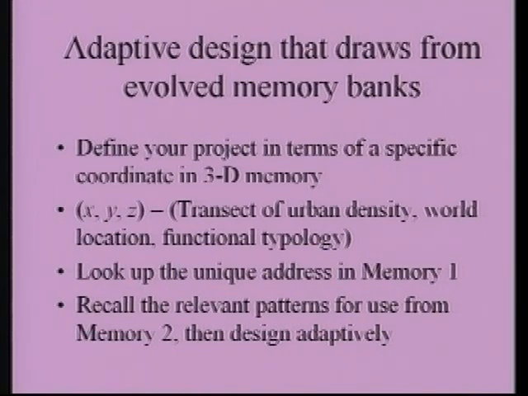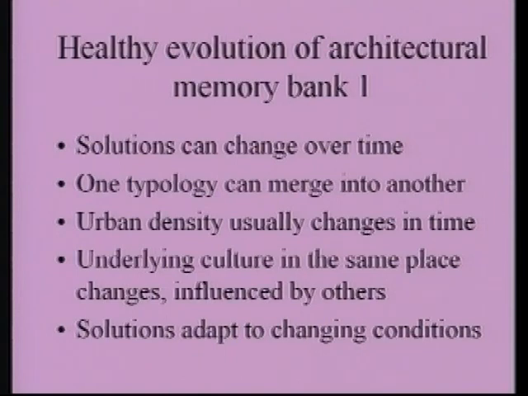How do I use these two memory banks to define adaptive design, to actually perform adaptive design? Well, I define my project in terms of a specific coordinate in the three-dimensional memory, which is Memory Bank 1. And the three coordinates are going to be transect of urban density, world location, and functional typology. I look up the unique address in Memory 1, and it gives me a building that I can use to modify for my project. And then I look up the relevant patterns for use from Memory 2, combine them with the building that I got from the memory, and adapt that. And then I can design, and I can put as many innovations as I want to without ruining the positive parts of what I have already.